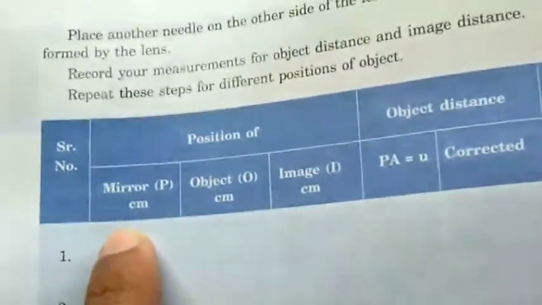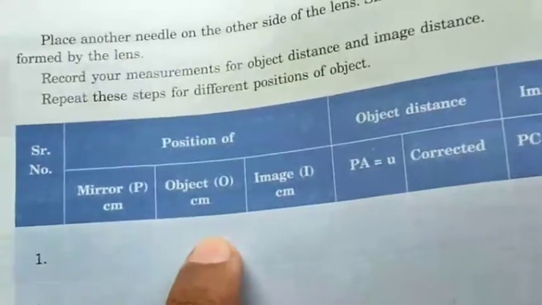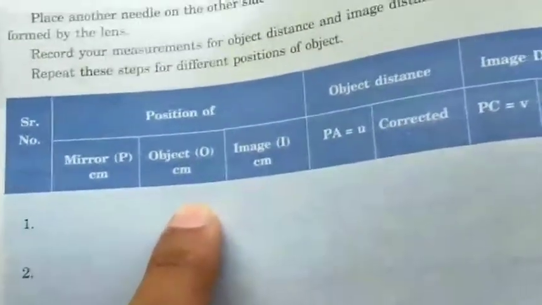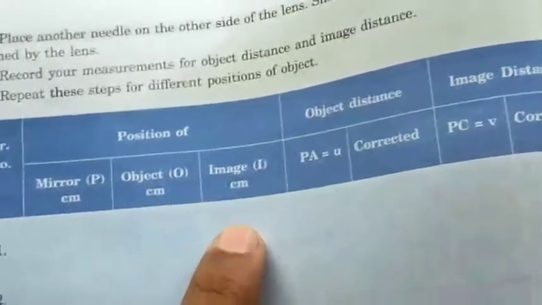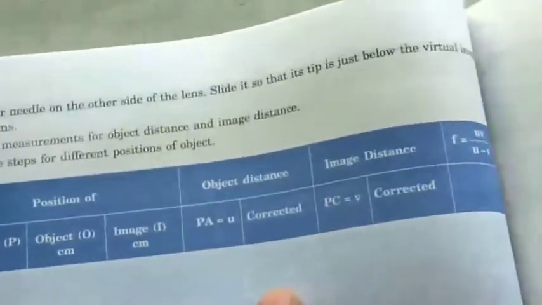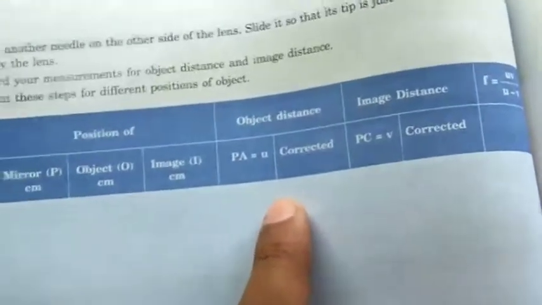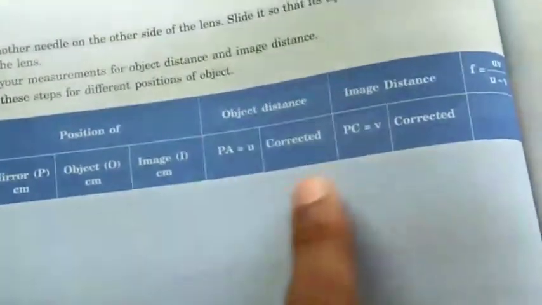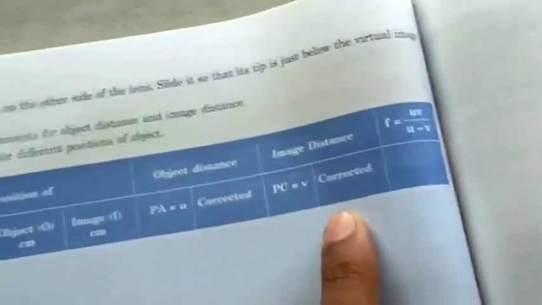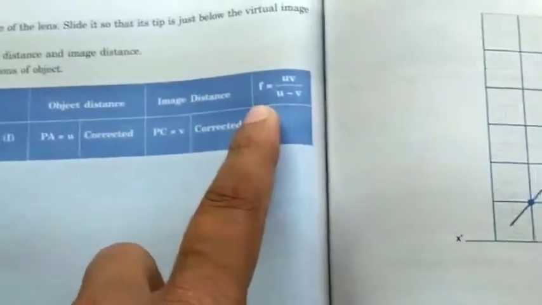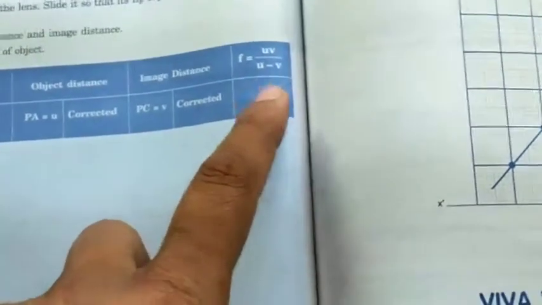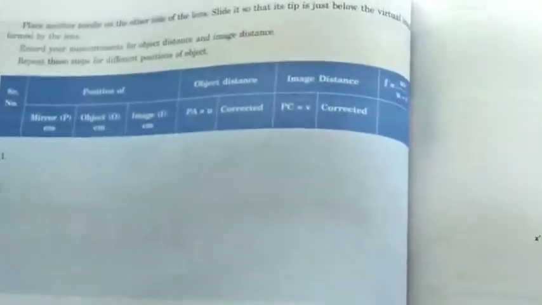Now we can plot the graph between u and v. Here the position of lens is 50 centimeter, which we fixed. Position of object is 25 centimeter. Position of image is 77. So distance of object is 25 centimeter because 50 minus 25 is 25, and distance of image is 77 minus 50, that is 27. So we can find the focal length with the help of the formula uv divided by u minus v.